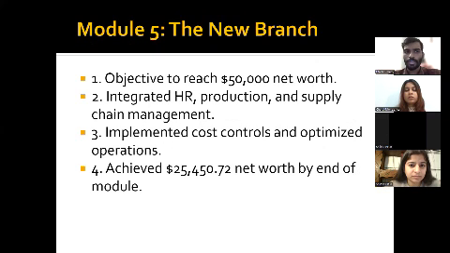Module 5, the new branch. The objective to reach 50,000 in net worth was not fully met; we cleared up to half of it, and we reached 25 grand. We also needed proper integration between HR, production, and supply chain management for a good flow of work. The implemented cost control and optimized operations were also well planned and well coordinated.